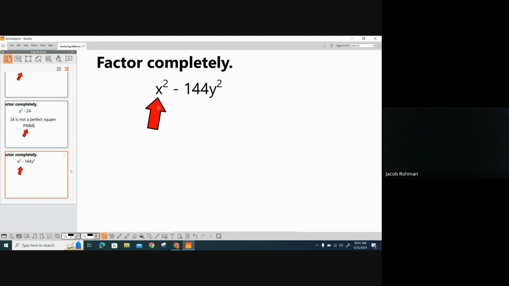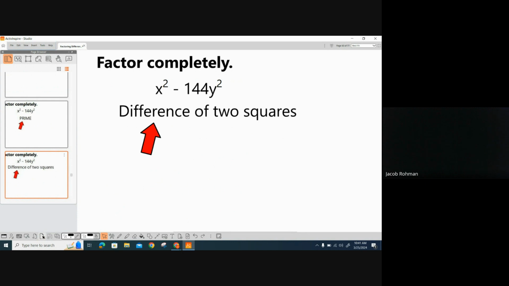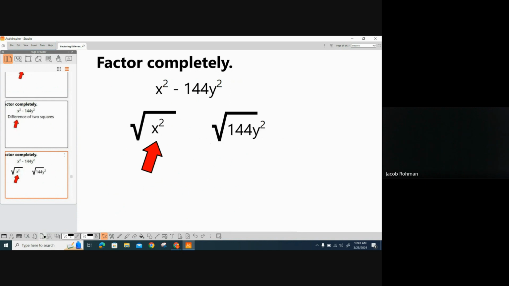Here we have a subtraction and then 2 perfect squares, so this is going to be a difference of 2 squares. I'm sorry, the GCF, we'll start with the GCF there. GCF is prime. And then we do have a difference of 2 squares, so let's square root each term. So square root of x squared is just x, and then square root of 144y squared is going to be 12y. Then we create the binomials.